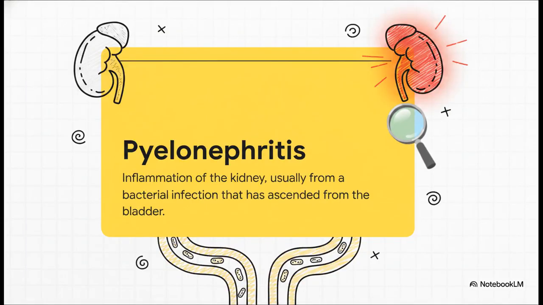But what if that infection doesn't get treated? Well, those bacteria can start to travel. They can climb or ascend up the ureters. Those are the pipes that connect the bladder to the kidneys. And once that infection reaches the kidneys, that's when you get pyelonephritis. Now we're talking about a much more serious infection, an infection of the kidney itself. And trust me, these patients are usually pretty sick.